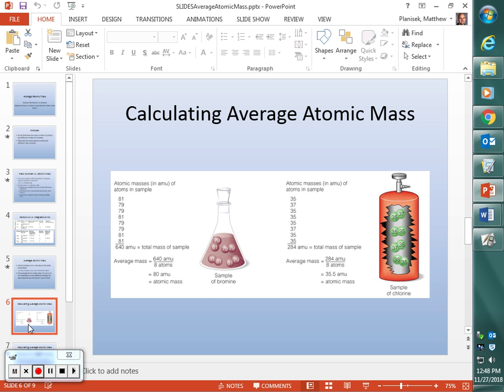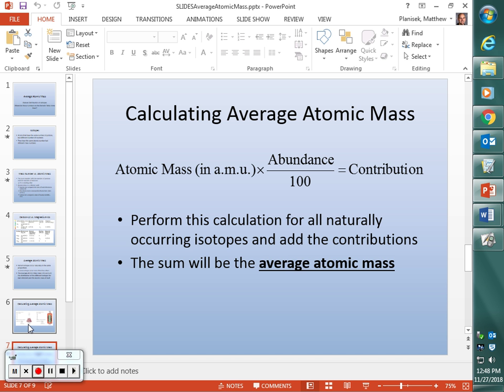Right at the end of class yesterday, I gave you this slide that shows us how we take into account what the atomic mass of each individual atom is, but then also how often that atom shows up, okay? And so here we do this calculation for all of the isotopes of that element, and once we do that calculation for all the isotopes, we add the individual calculations to give us the average atomic mass, okay? Conceptually, are we okay? Does that make sense?